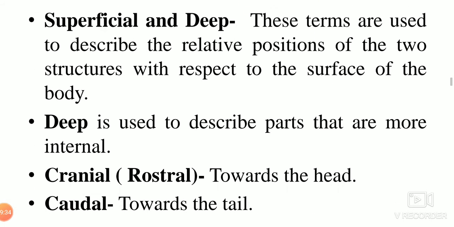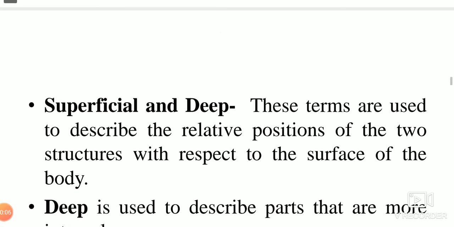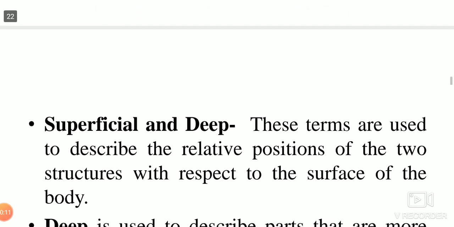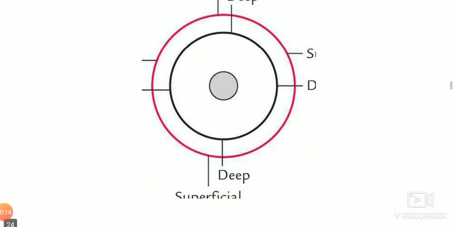Superficial and deep. These terms are used to describe the relative position of two structures with respect to the surface of the body. For example, the gallbladder (GB) lies deep to the liver. When one organ is towards the surface and another is below it, and we have to describe it this way, at that time we can use superficial and deep. Deep is used to describe the parts that are more internal. Cranial is towards the head, caudal is towards the tail, which we have discussed in the diagram. Cranial and caudal. Caudal means tail, craniocaudally. Now here, superficial and deep.